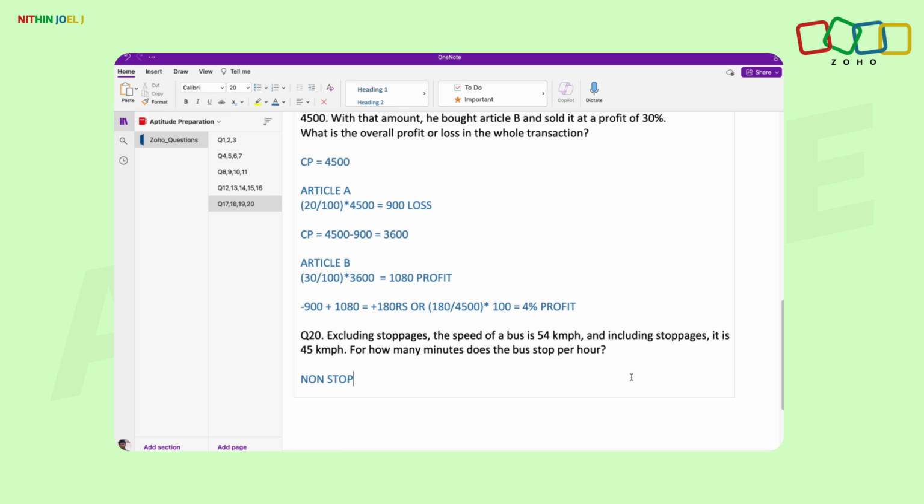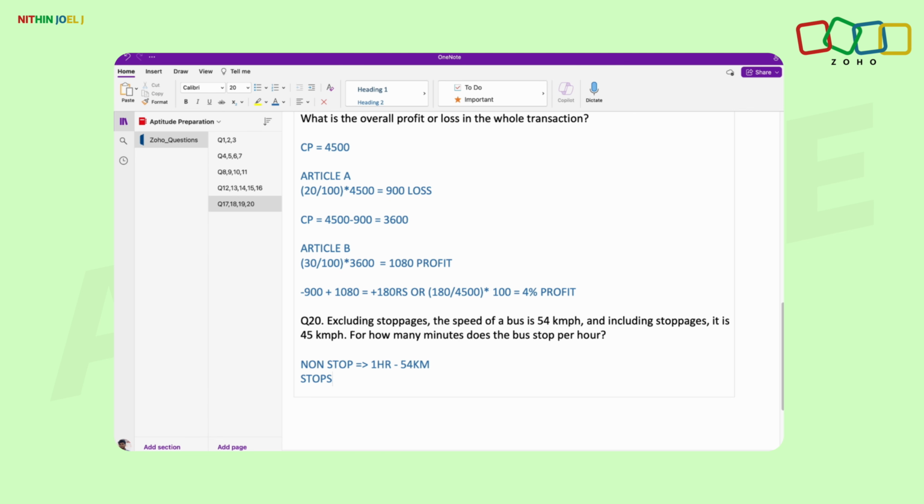So if the bus is non-stop, for 1 hour it covers 54 km, because that's the data given in the question. It says excluding stoppages, the bus speed is 54 km per hour. Per hour it's traveling 54 km. If it stops, then for 1 hour it covers 45 km. If it's not stopping, it covers 54 km.